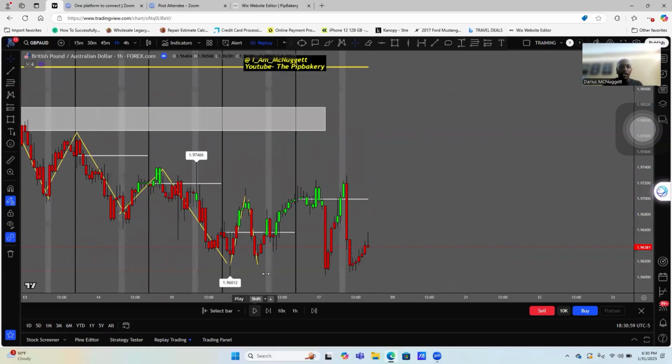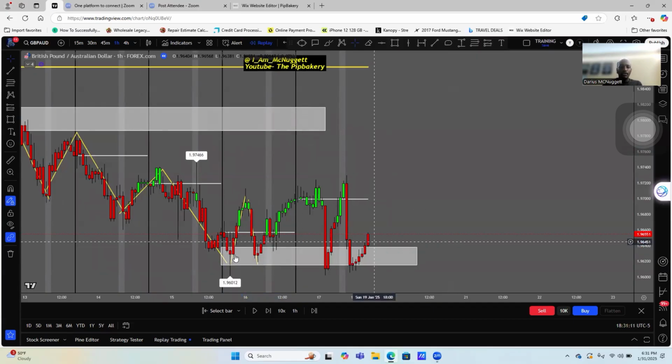All right, so it started consolidating. Price pulled back, created a high. All right, bet. Sellers are still in control. So now I'm looking for a lower low. But what did it do? It came back in this area and created another low.